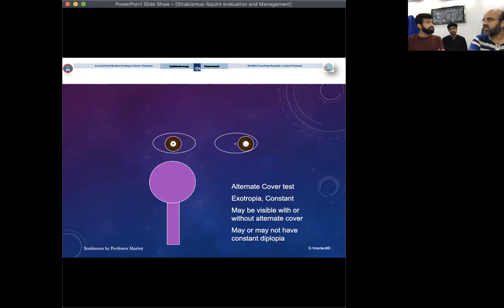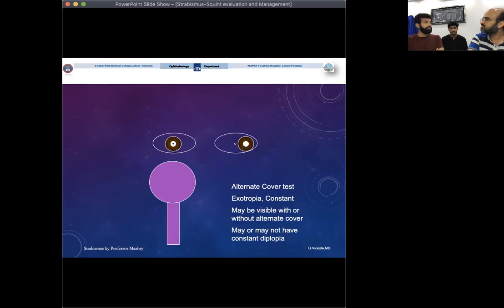This is not a one-eye problem. Squint is an imbalance between two eyes. If there is no other eye, there is no squint. So it is not a one-eye problem. It is always as compared to the other eye. So both eyes have to be there for these common squint issues, except restrictive or paralytic squint.